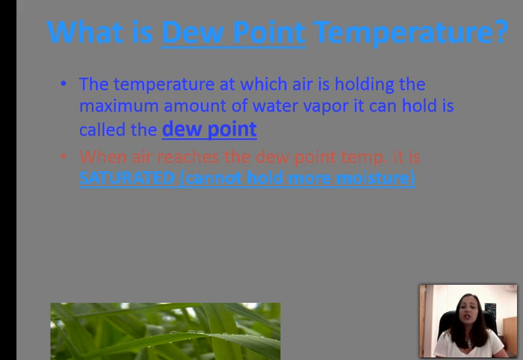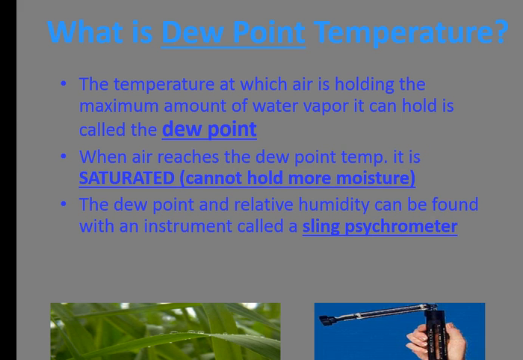So when air reaches the dew point temperature, it is saturated. It can't hold any more moisture. And the dew point temperature and the relative humidity go together quite often. The tool that we use to determine the relative humidity and the dew point temperature is known as a sling psychrometer. We may be using them in class.